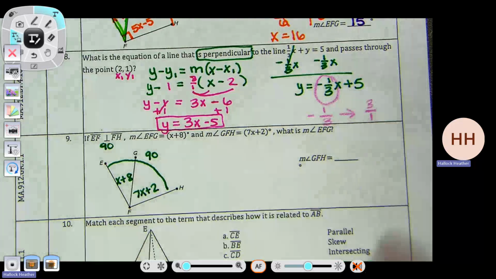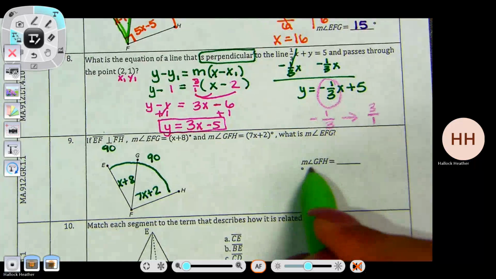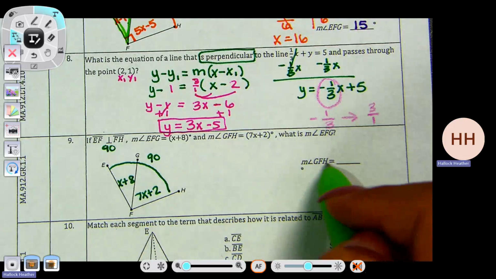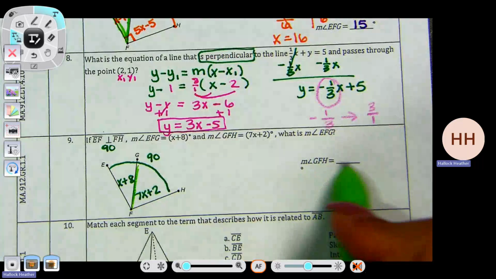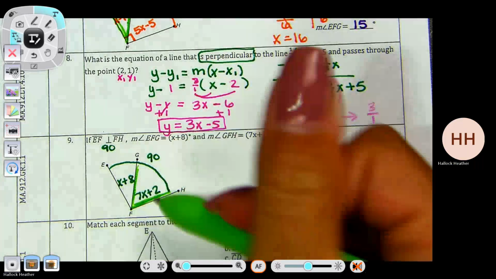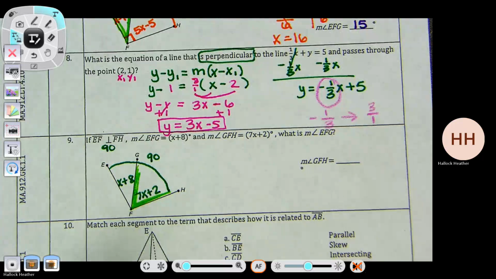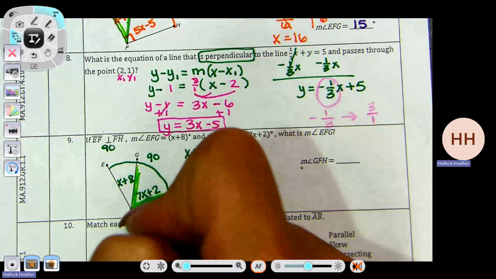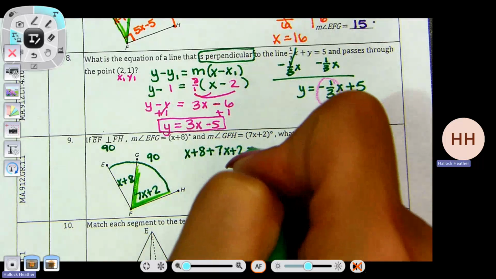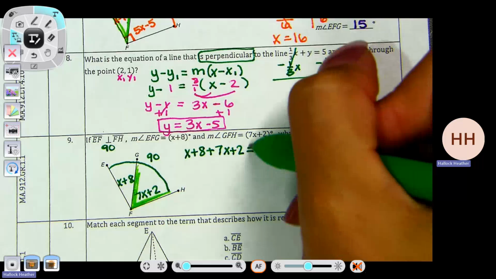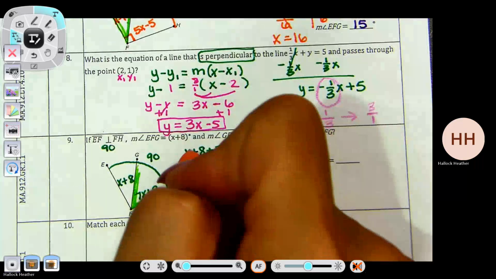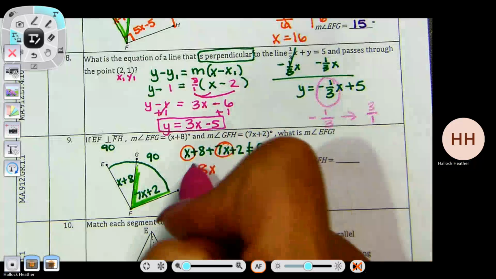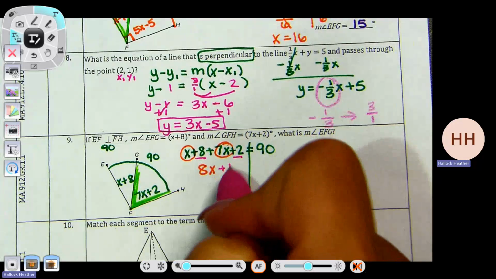So this time, whenever I plug it in, or wait, I think it wants both. I'm going to do both. So I'm going to plug it into this one because that's what the little blank says. So I'm adding to make 90. So I'm doing x plus 8 plus 7x plus 2 equals 90. I combine like terms. 1x and 7x make 8x. 8 and 2 are both positive. They make 10.